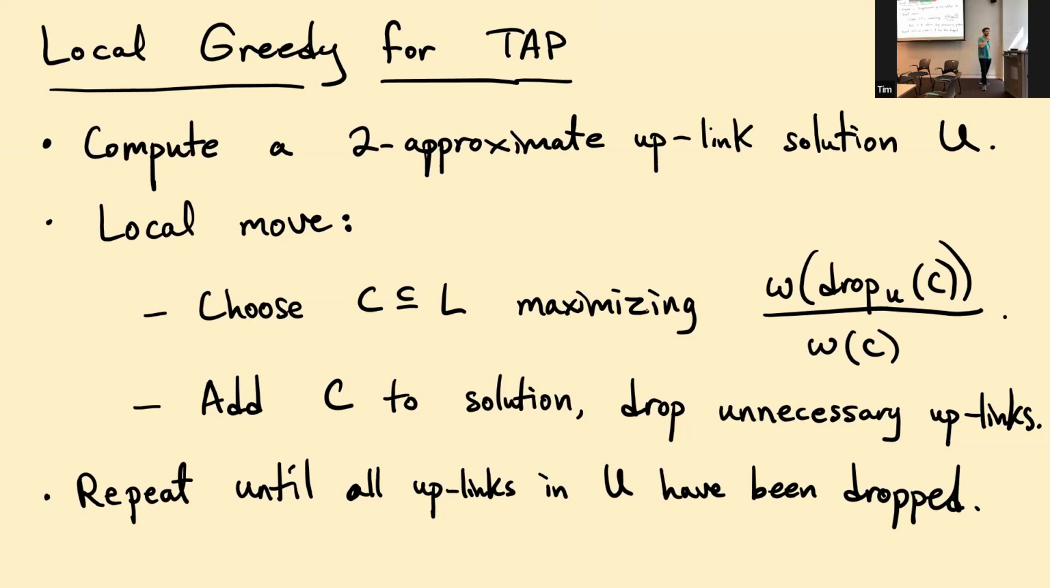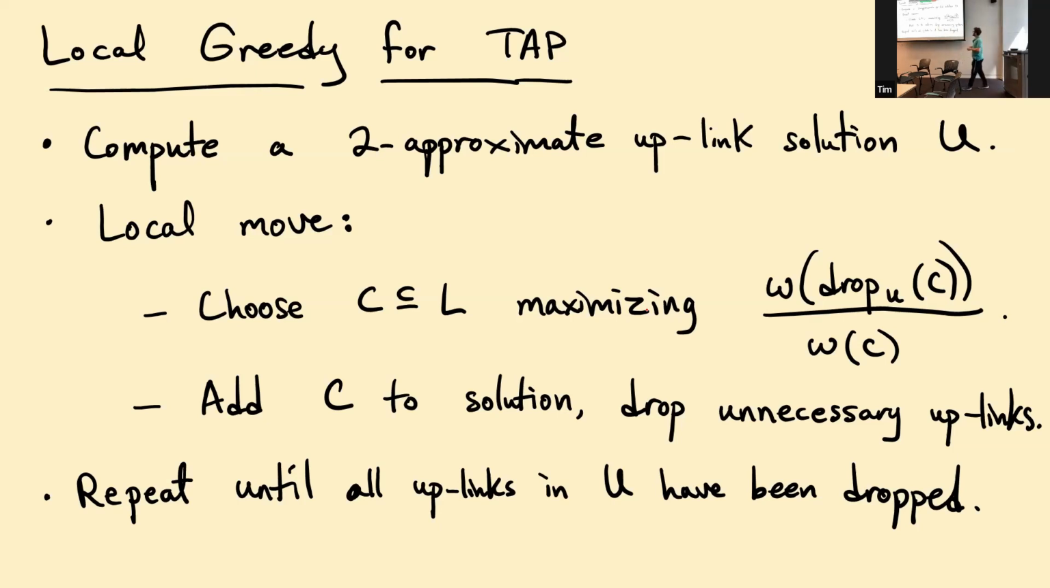So the local greedy idea is to start off with the simple two-approximation that I described earlier, and then make iterative improvements using local moves. In this case, a local move is just adding a subset of links to the graph and then dropping links which are rendered not necessary anymore for feasibility. Okay, so we will start with the two-approximation, which uses uplinks. And then we'll just keep, and this is why it's called local greedy, we'll choose the best local move.